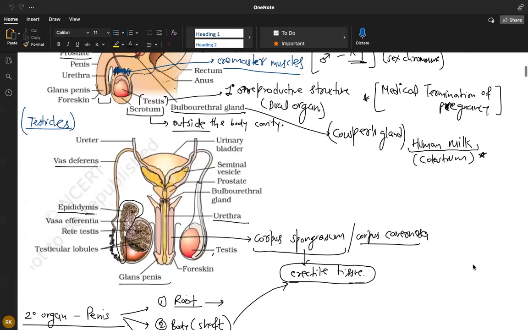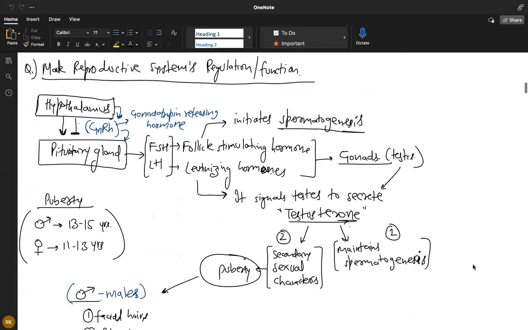Before I go there, let me quickly ask you some very curious and interesting questions. We know that the male reproductive system starts producing gametes when the male body reaches puberty, correct? Everyone agrees? So what prevents the male body from producing gametes from birth till it reaches puberty? It has gonads, it has testes, it has everything in place. Why is it not producing gametes?